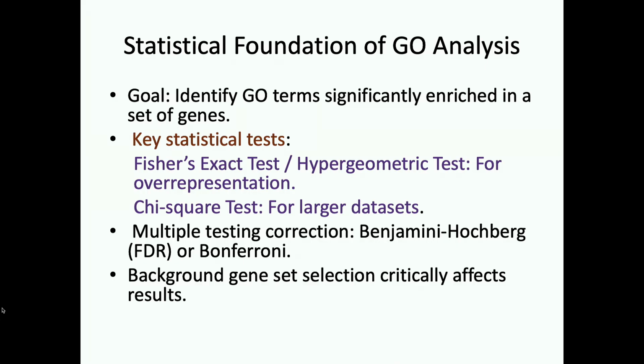The statistical goal of a GO analysis is to identify GO terms, or gene ontology terms, that are significantly enriched in your data set. How you do it is with a Fisher's test or chi-square test, depending on what kind of data sets you are using. Most often the Fisher test or hypergeometric test is used, and then you do a multiple testing correction, which is either Benjamini-Hochberg or Bonferroni correction.